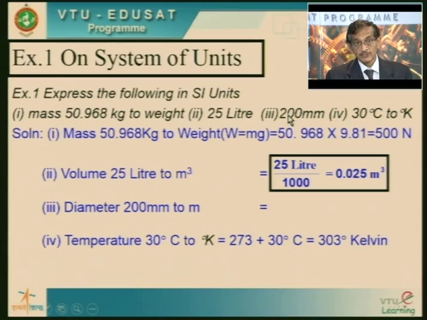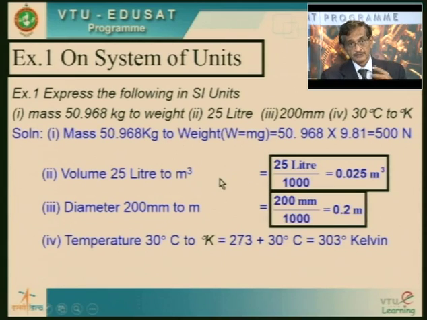Next, the third one is very simple. The diameter of a pipe or a length is given as 200 mm or 20 centimeter. We need to convert it into meters. The answer is simple. Mm to meter, we divide by 1000. 200 mm is given. We need to convert to SI unit in meters. I am dividing it by 1000. 200 by 1000, the answer is 0.2. Is it okay? Have you done it?